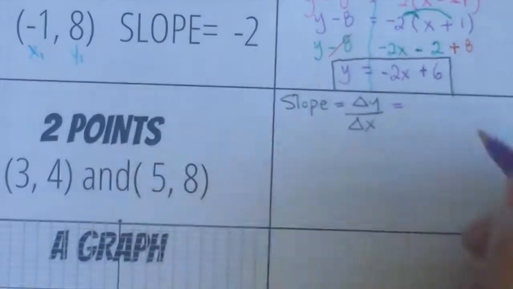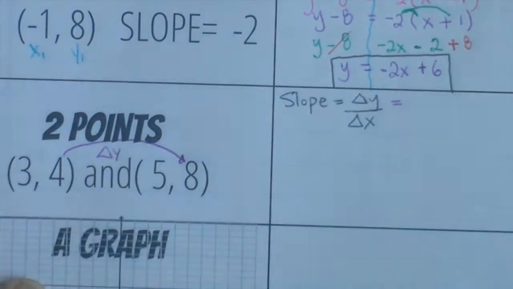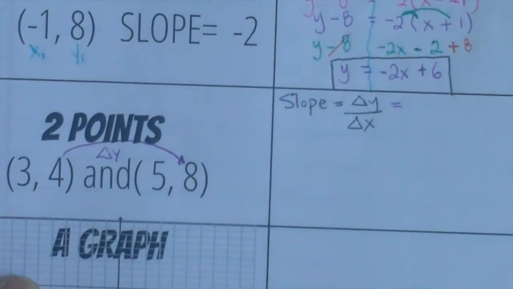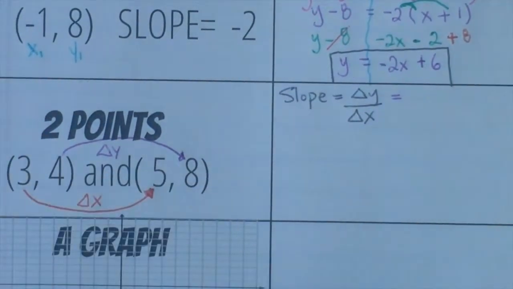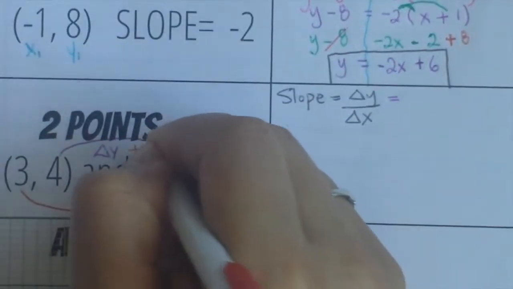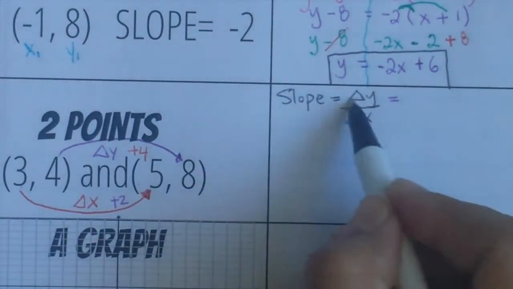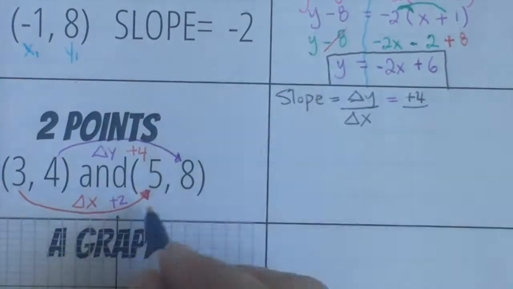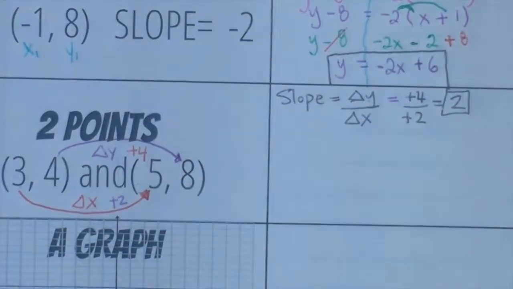So 4 to 8, how does that change? From 4 to 8, I add 4. Then 3 to 5, how does that change? From 3 to 5, I add 2. So I add 4 on y and I add 2 on x. So the change in y is positive 4. The change in x is positive 2. So positive 4 divided by positive 2 is equal to 2.